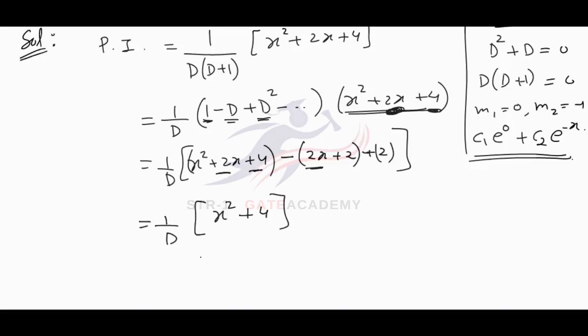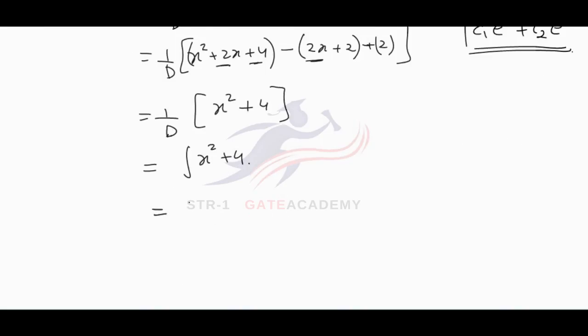And you have to find the 1 by d. That is basically the integration, we can say, right? So it is the integration of x square plus 4. 1 by d is integrating, so this is nothing but x cubed by 3 plus 4x. That will become your particular integral. The total we can write also has plus c, you can say c3. So the total we can write is the complementary function plus the particular integral. That will become your answer. Clear? Right?